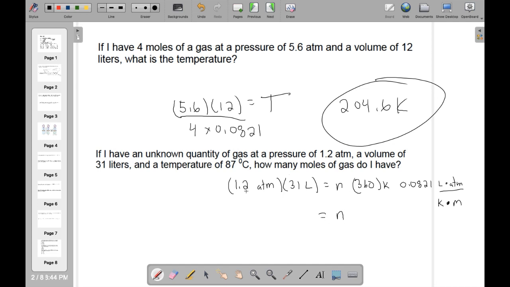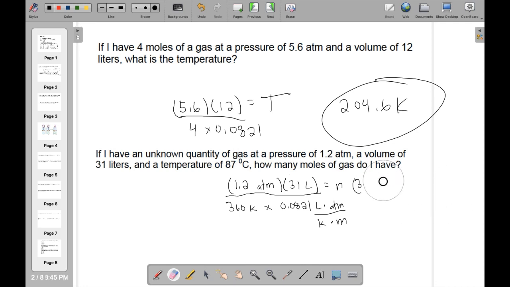N is going to equal 1.2 times all this divided by this stuff here. So it's going to be divided by 360 Kelvin times 0.0821 liters times atmospheres times Kelvin times moles. If I do that math, I will get somewhere around 1.25 moles.